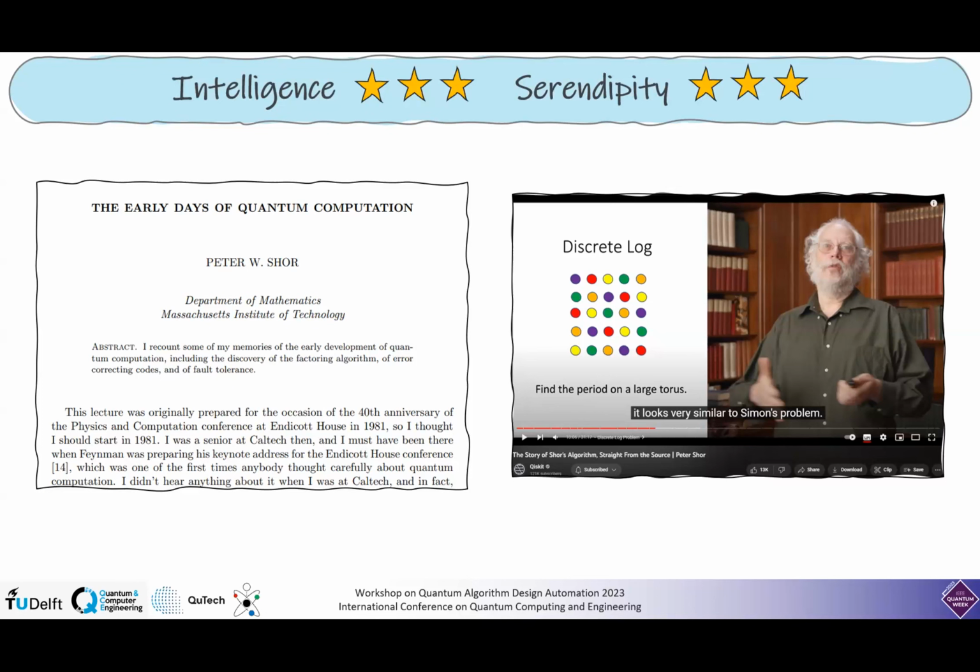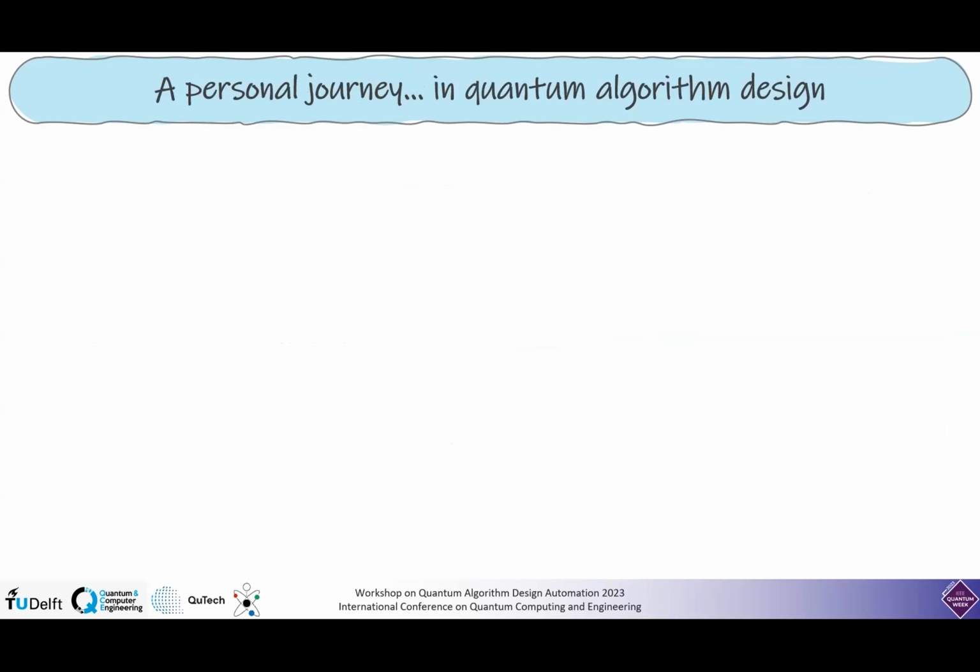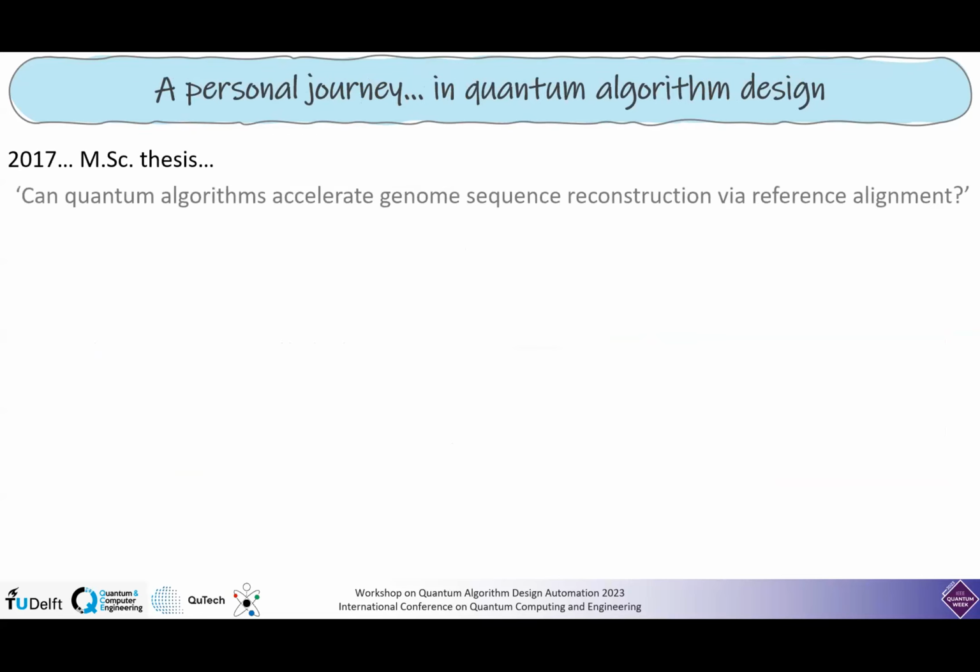So how does this process look for, let's say, a typical grad student? I'm going to tell you my personal story of designing quantum algorithms. It was 2017, and I was doing my master thesis, and this was my problem statement. Can quantum algorithms accelerate genome sequence reconstruction using a specific technique called reference alignment? And these were the steps involved in doing that.